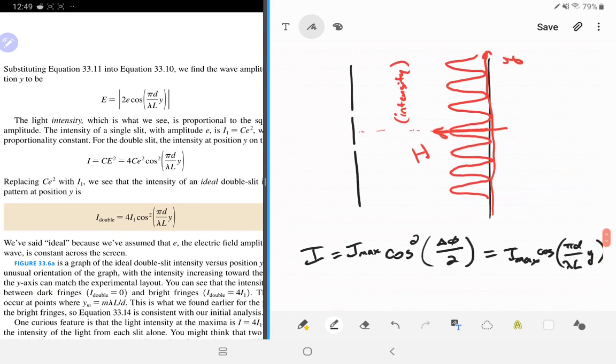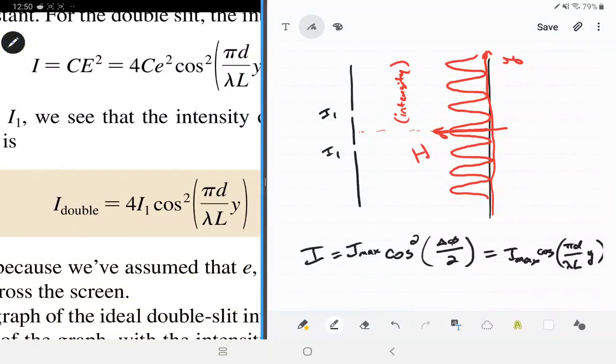Now, a quick comment. They're assuming that the average intensity that goes in here is I1 for each of these. And if that's the case, then this maximum intensity is not 2I1 but 4I1. And the reason for that is when you average over position, some of the time it's 0, some of the times it's more than 2I1. And that's where this 4I1 comes from.